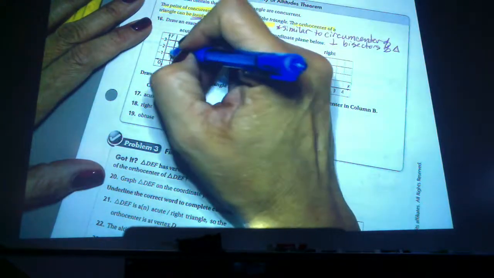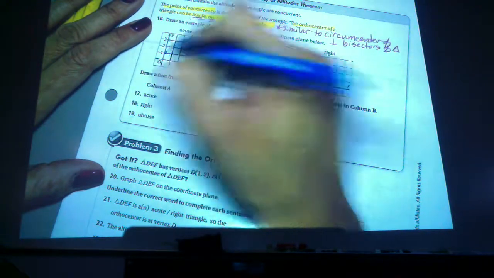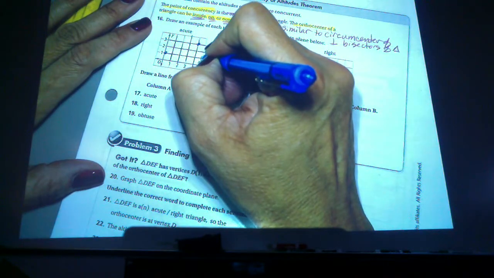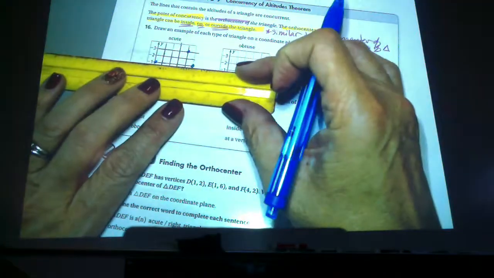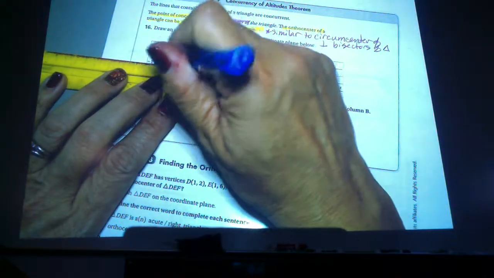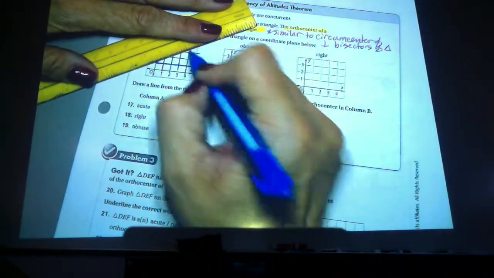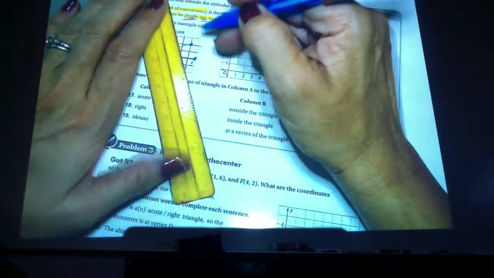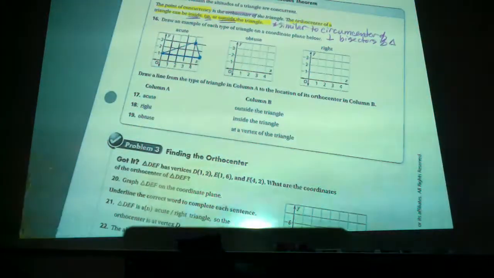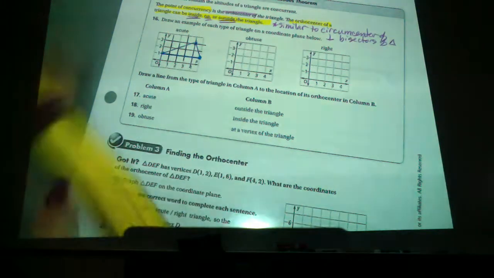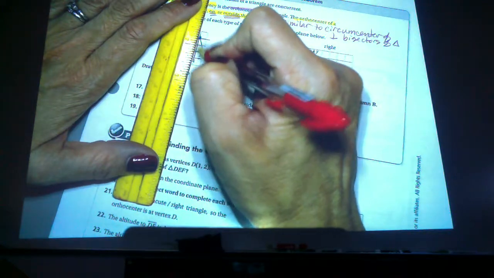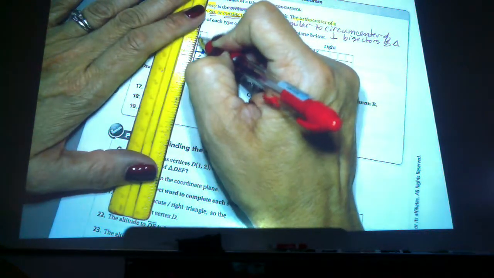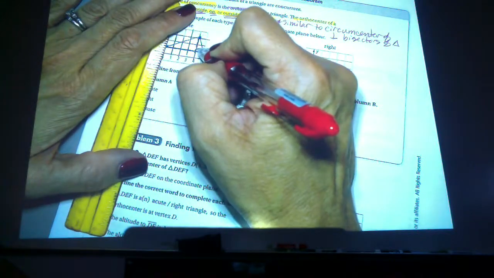Alright, so let's draw here, here, and here. Alright, so there's an acute triangle. So then my altitude from the top vertex is quite easy because it's just vertical, right? Perpendicular, hard to see. Right there. So there's my first altitude.